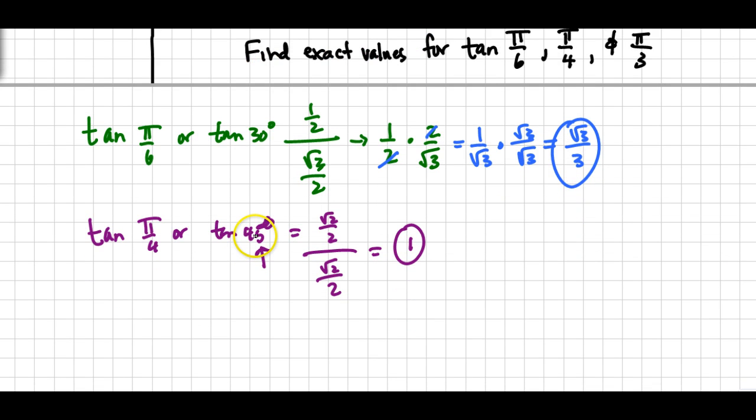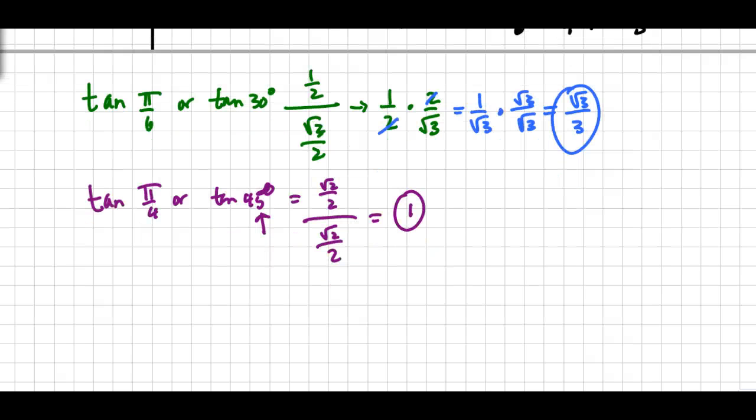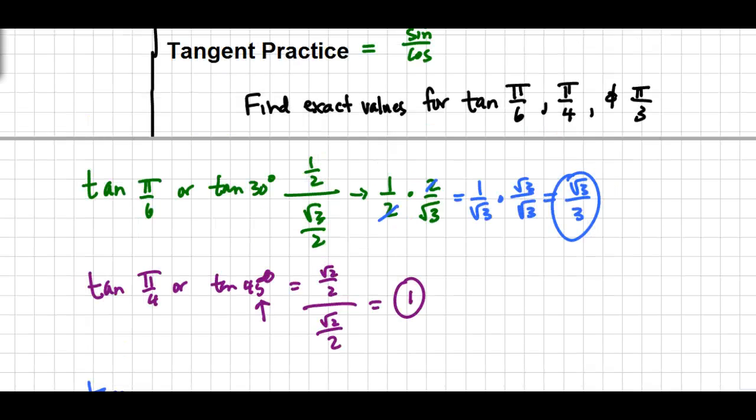Keep in mind that when you're in quadrants 2 or 4, however, the tangent will be a -1 because one of these will be positive and one of them will be negative. So if you do a tangent of a number in quadrants 2 or 4, make sure you make your values negative. The last one we're going to do is the tangent of pi over 3.